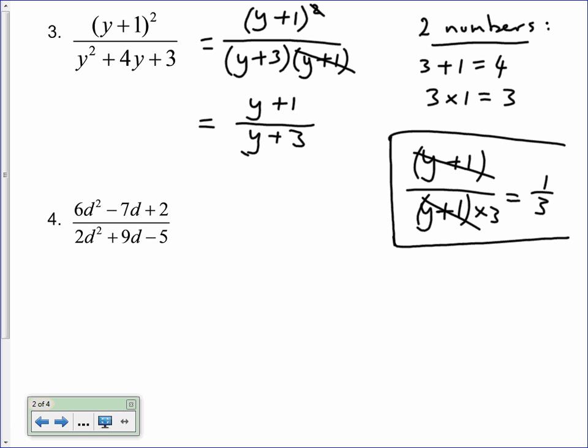Okay? Right, let's have a look at this one. What do we have here on the top and the bottom? Trinomial, yes? Okay. So what do you have to do to the top and the bottom?